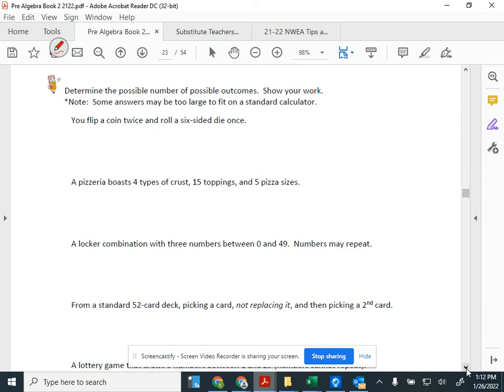All right, so determine the possible number of possible outcomes. Show your work. So this is a key thing right here. Because some of us are saying, oh, I just have to multiply this by this by this, and I'm going to put it into my calculator, and I'm going to write the answer. Is that showing me what work you did? You need to, bare minimum, show me your calculations that you're performing. If you're saying, I need to actually write it all out, then write it all out. You can do number of outcomes.